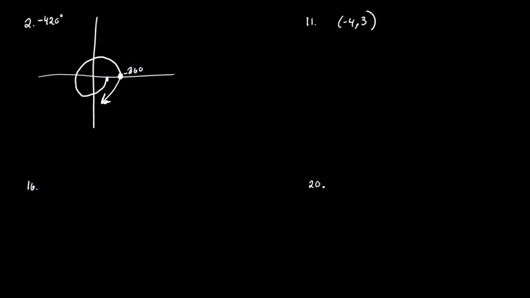And do not forget your arrow that tells me whether it's negative or positive. That is negative 420 degrees. And that's how you would draw it.